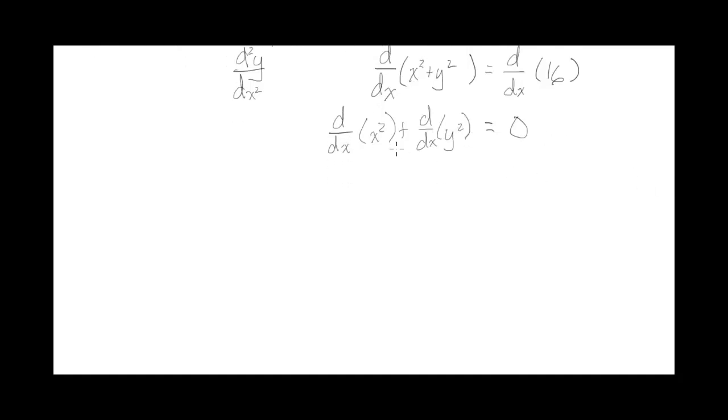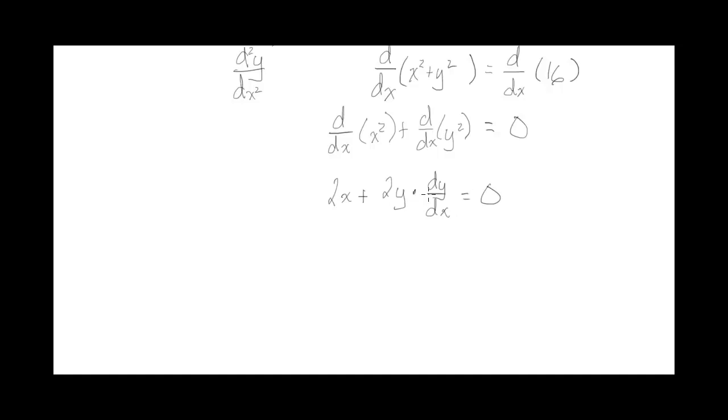The first one's usually the one no one has problems with, d by dx of x squared, that's just your power rule, so that's 2x. Plus d by dx of y squared. Remember, you're differentiating a function of y with respect to x, so you have to think about that as a chain rule. It's 2y, which is your power rule, but then you need to multiply by the inside derivative, and the inside function here is y. You have to think of y as a function. So the derivative of y is dy by dx.